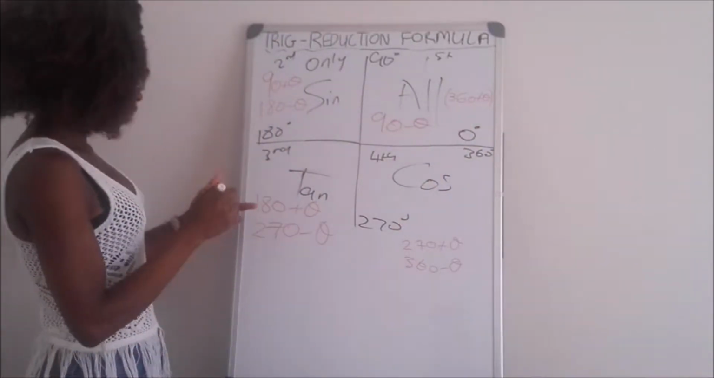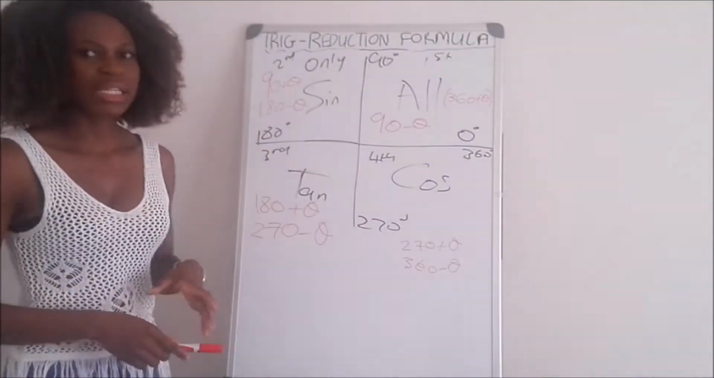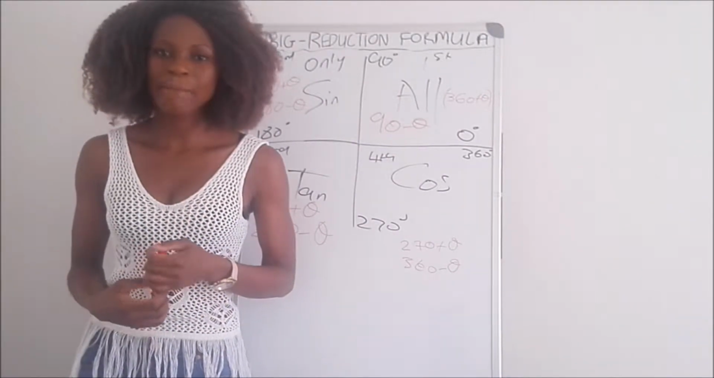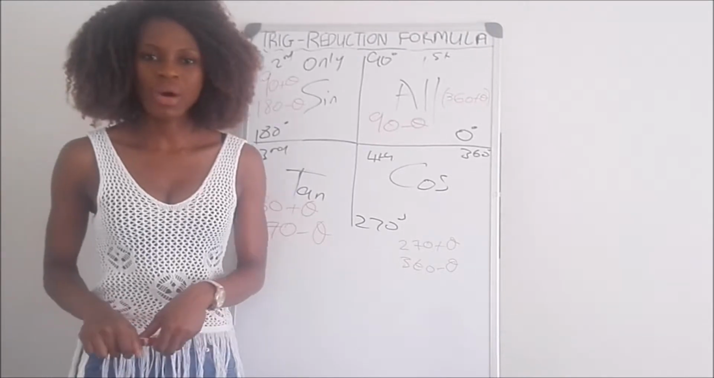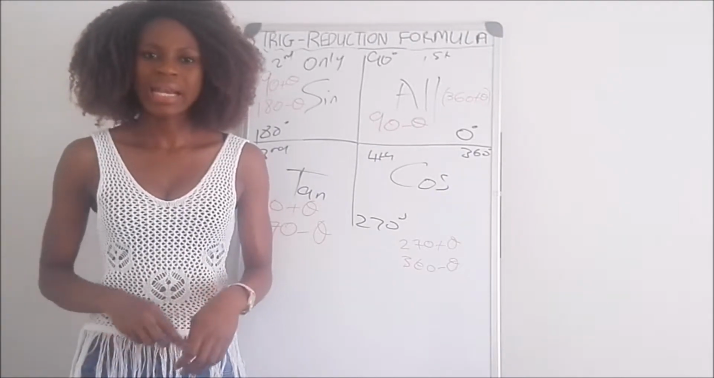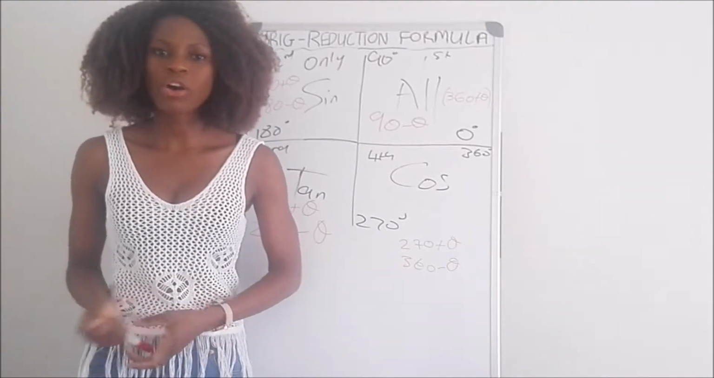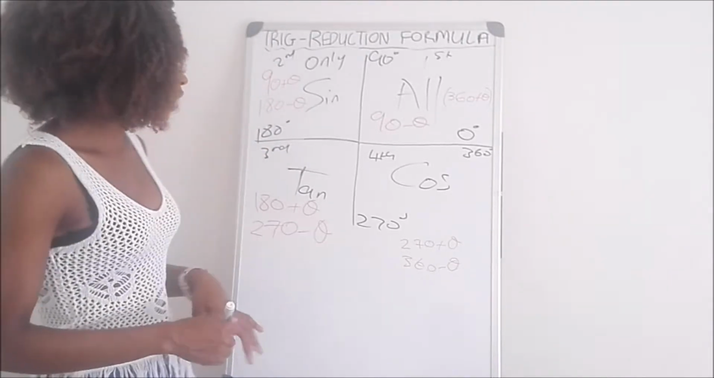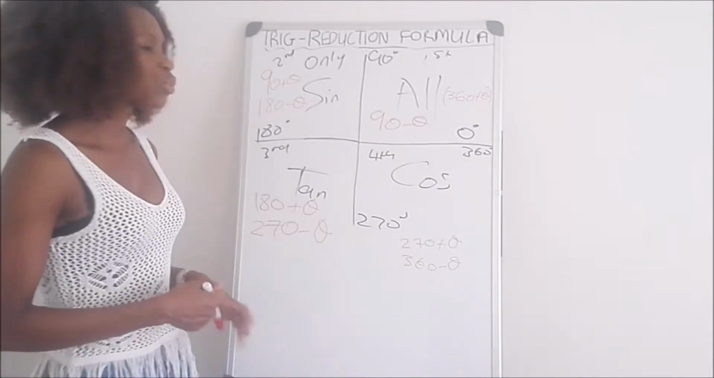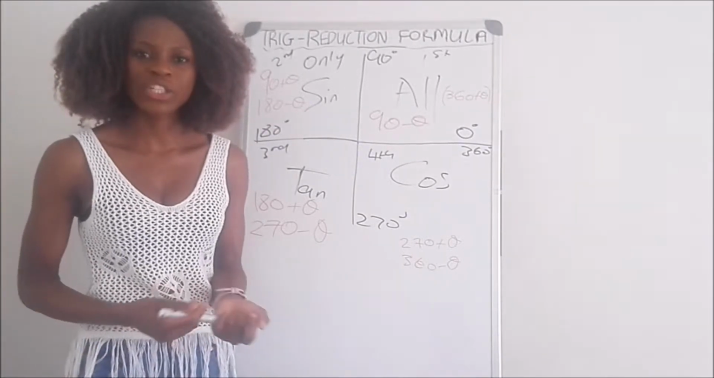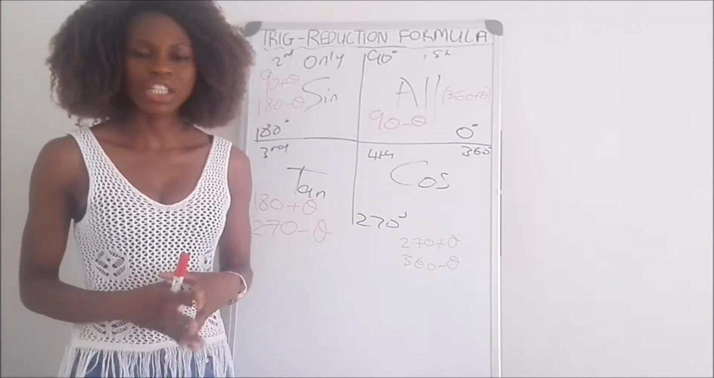Remember, guys, in the first quadrant all trigonometric ratios are positive. In the second, only sine is positive, in the third, only tan is positive, and lastly, in the fourth quadrant, only cos is positive. That is what we use when dealing with trigonometric ratios in the Cartesian plane, and this is what is going to help us when answering questions on reduction formulas.